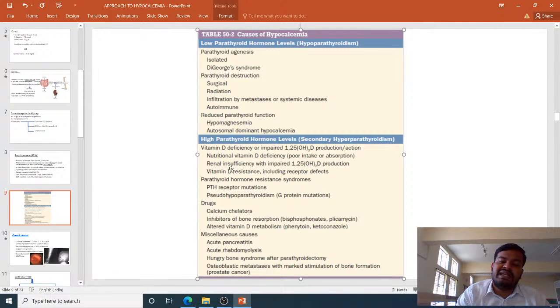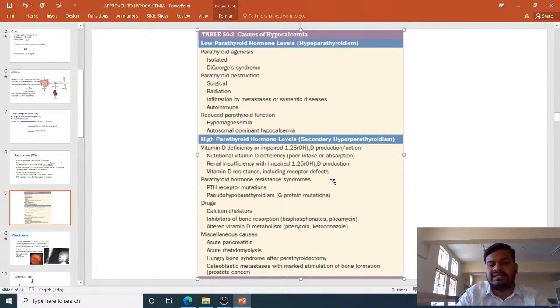If there is any renal insufficiency with impaired vitamin D production, if the patient has chronic kidney disease or any renal cystic disease, where there is destruction of the renal parenchyma, there is not enough conversion of 25-hydroxy inactive to active form of vitamin D, so there can be deficiency. And vitamin D resistance, including receptor defect.